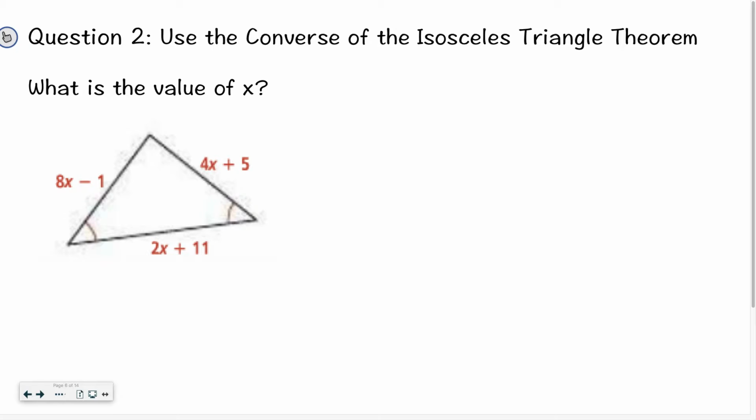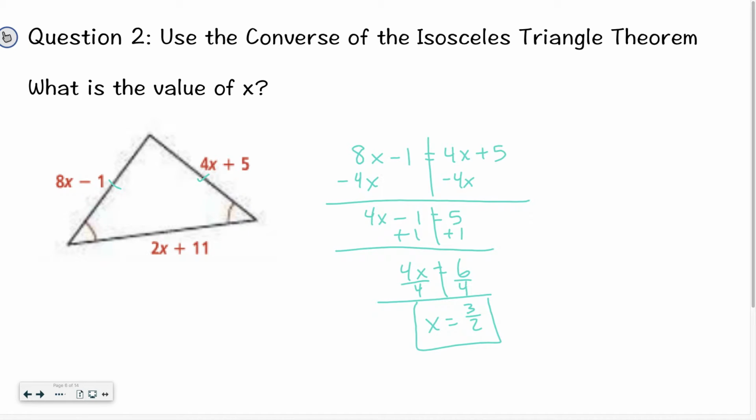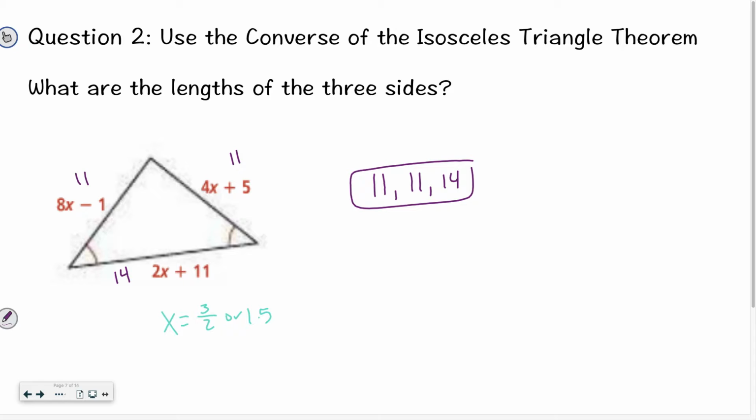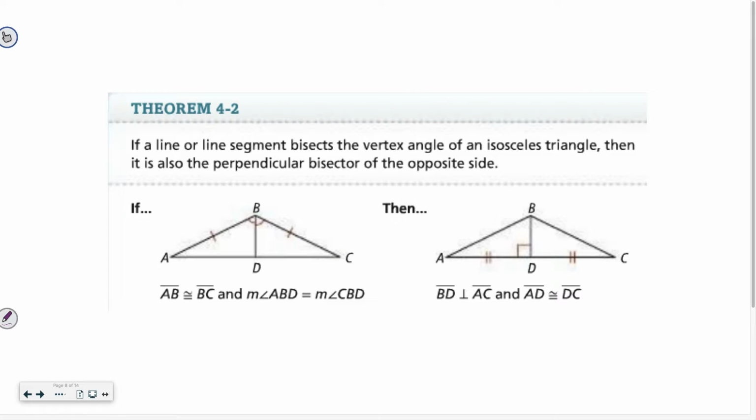Good luck. All right, hopefully for this one you set 8x minus 1 equal to 4x plus 5 and solved it to get x equal to 3 halves. Now, using that x equals 3 halves, or 1.5, I want you to solve for the 3 side lengths. Good luck. Hopefully the 3 side lengths you got were 11, 11, and 14. If not, please be sure to reach out for some help.